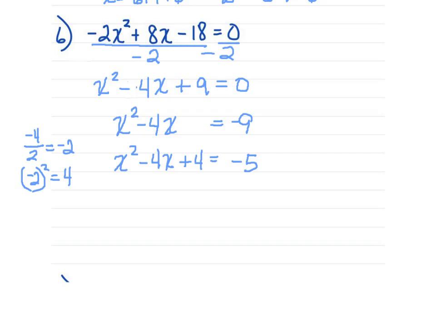Let's go ahead and factor this perfect square trinomial. x minus 2 squared equals negative 5. And at this point in time, you should realize that this has no real solution. If you were to try to find the radical of negative 5, you know that you cannot find the radical of a negative number.